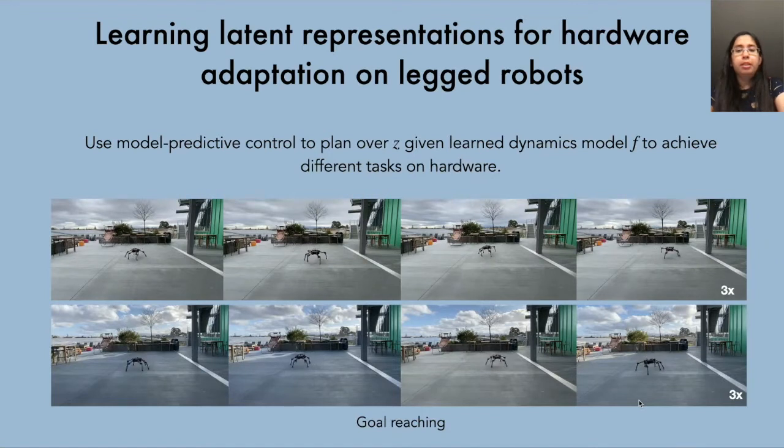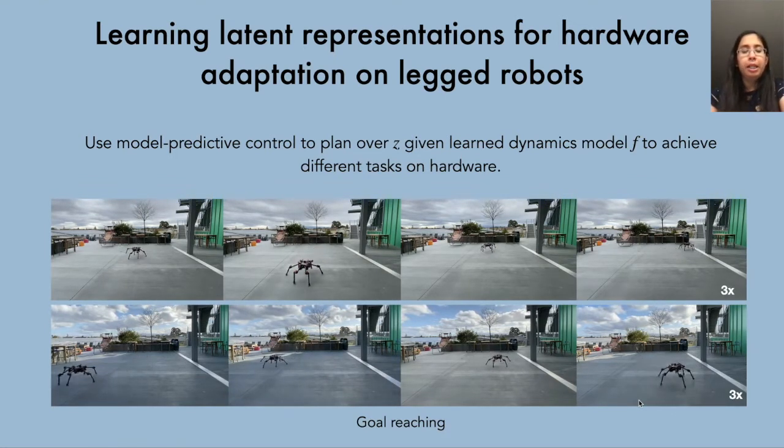Now, once we have learned this dynamics model, F, we can use that for planning over Z using model predictive control to achieve a large range of tasks and optimize many different cost functions. So for example, here is Daisy reaching 8 different goals along a circle using our framework in which the low-level policy was learned in simulation, but the dynamics model was learned on hardware using only 2,000 samples.